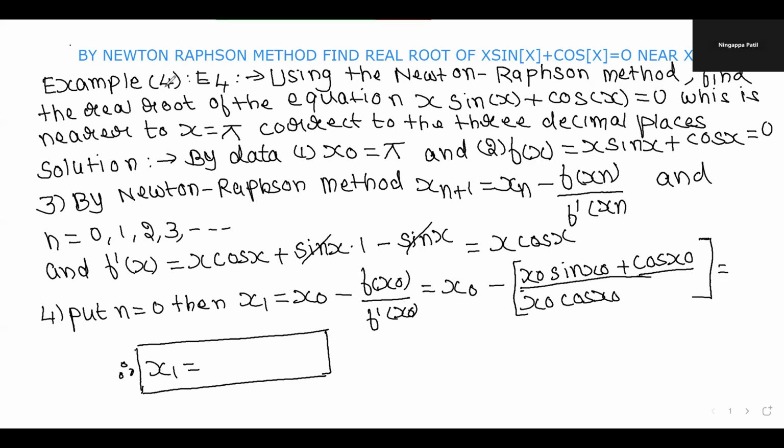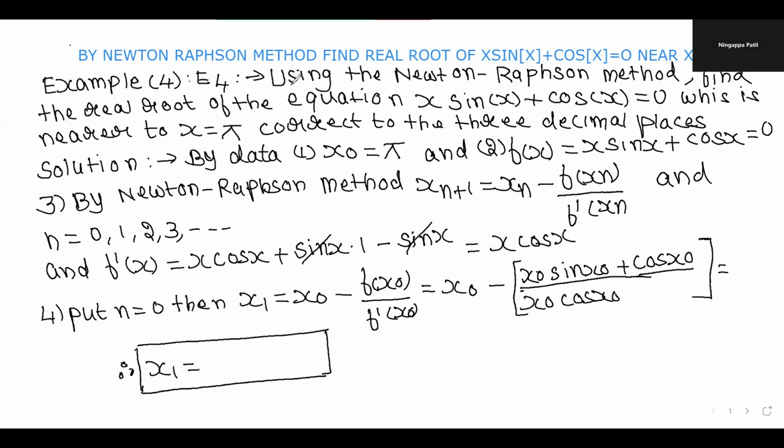Today, I am going to do one more problem on the Newton-Raphson method. Find the real root of x sin x plus cos x equal to 0 near x equal to pi. Look here, this is pi. Now, example 4, E4. This is the fourth problem I am doing on the Newton-Raphson method. Already I have done 3 problems and I have uploaded them.